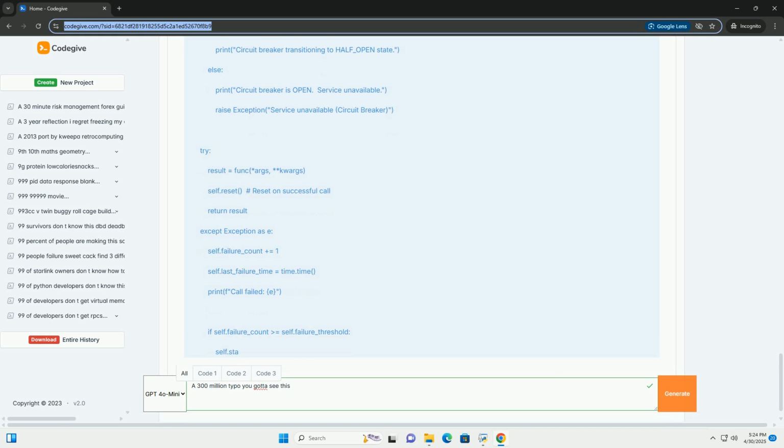Call, func, *args, **kwargs: this method wraps the call to the target function. It checks the current state of the circuit breaker and either calls the function, raises an exception if the circuit is open, or allows a test call if the circuit is half open. It also handles updating the circuit breaker state based on the success or failure of the call.